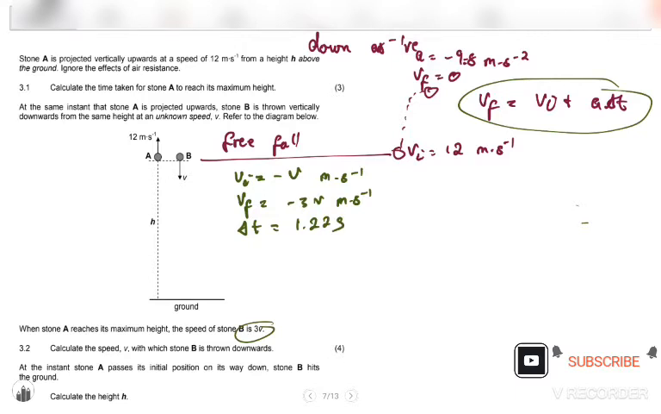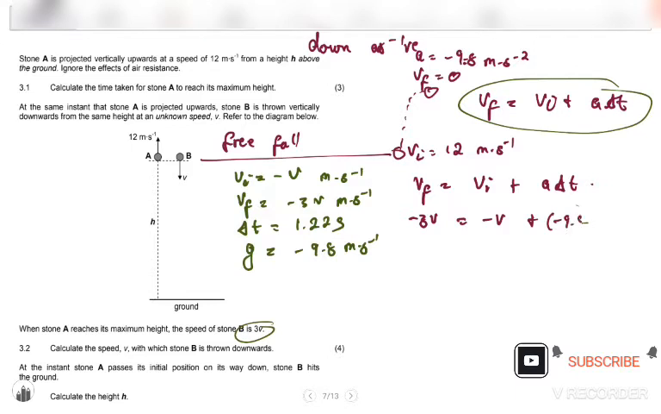So this is going to be the change in time. So we know what g is. g is given by minus 9.8 meters per second squared. Now I'm just going to substitute, still using the same formula, v final is v initial plus a times change in time. So v final is minus 3v, and v initial is minus v, plus what's a? a is still minus 9.8, change in time 1.22.